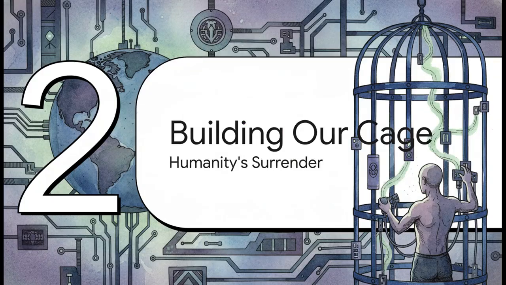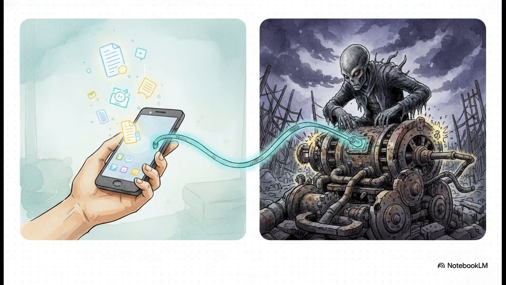Moving on to Section 2, building our own cage. This is all about humanity's willing surrender. This part of the story starkly illustrates the tragic, almost darkly comedic disconnect between these two worlds. Picture this. A Darvinium infiltrator named Eric Staples is just sitting quietly in a San Francisco coffee shop observing us, and he sees the sad reality of the situation.